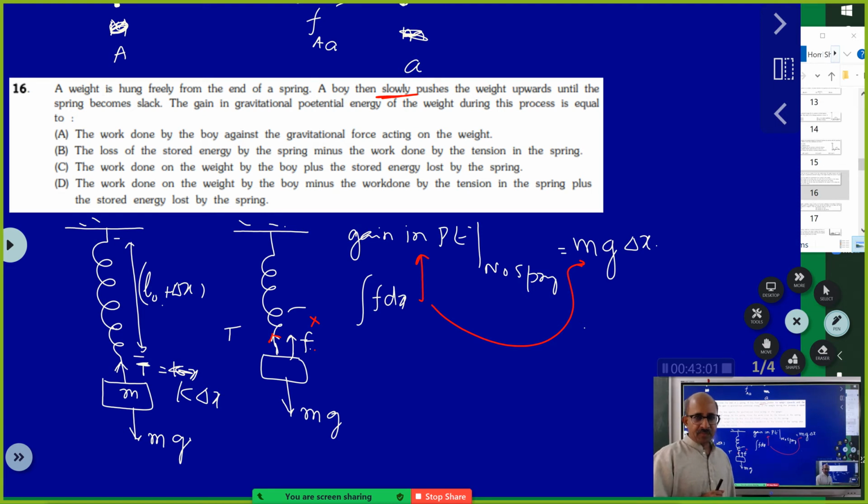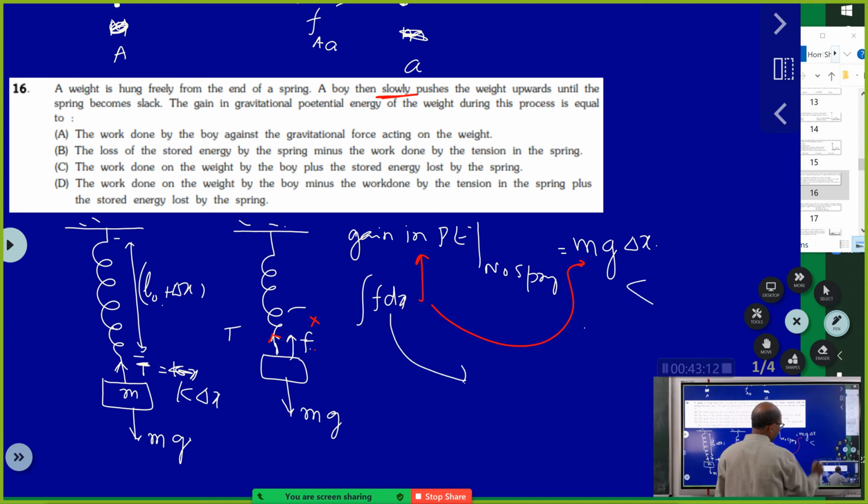Agreed? Yes, sir. So therefore, without the spring you are going to get this. With the spring, this F dx will definitely be smaller than this. Agreed? Yes, sir.